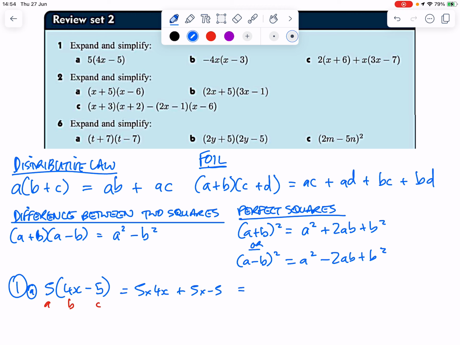5 times 4x is 20x, plus 5 times negative 5 is negative 25. Where did the plus go? Well, a plus and a minus will become a minus.